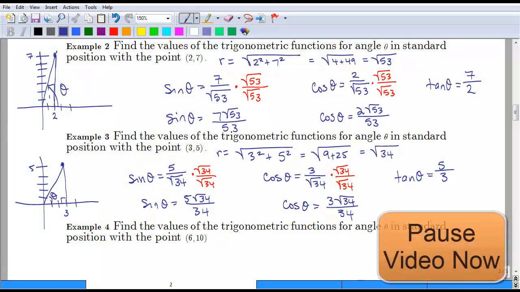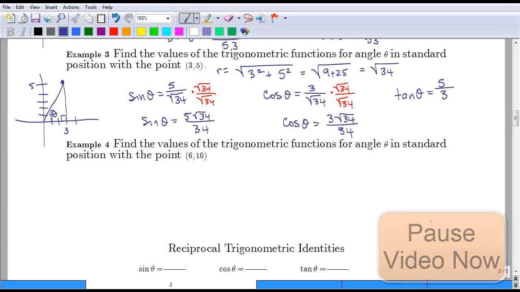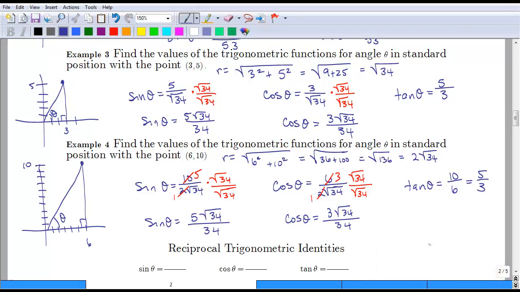So at this point, I want you to pause the video and try example 4. In this case, again, if we draw our graph and find the radius, we should have found it to be the square root of 136, which does simplify to be 2 root 34. And we want to make sure that we reduce this so we can reduce fractions later, because as you see when we get to sine of theta, we have 10 over 2 root 34.